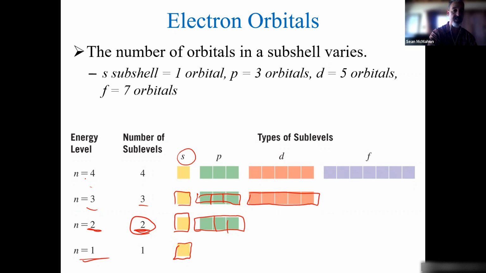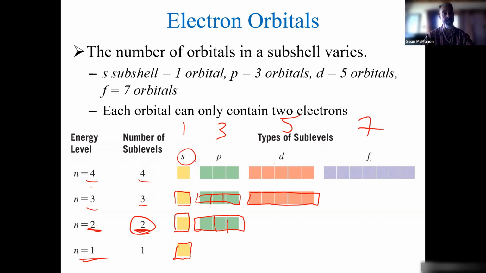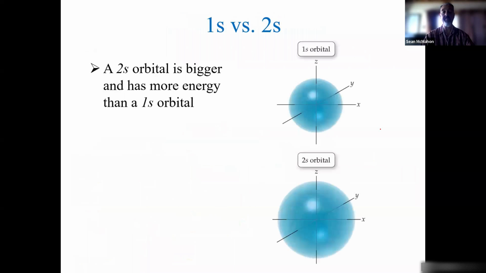And then when I get to the 4th energy level, there are 4 sublevels. You still have your s, p, d, and now you have your f. A way you can remember this is it's consecutive odd numbers: 1, 3, 5, 7. Each orbital, again, can only have 2 electrons.